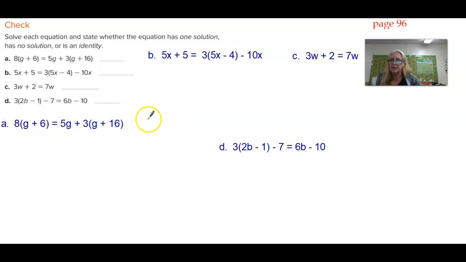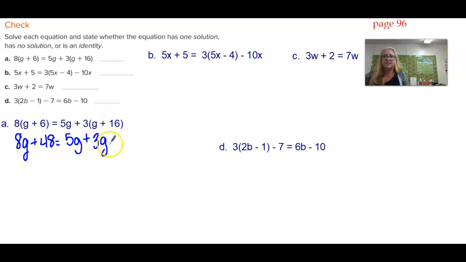So here I've typed them out because I wanted to be able to solve them. All right, A, we distribute. 8 times G is 8G. 8 times 6 is 48, equals 5G plus 3 times G is 3G and 3 times 16 is 48. Mental math. I see an opportunity to combine like terms. These two G terms are on the same side of the equal sign, so they can be added together. That gives me 8G plus 48 on the left, and those add to 8G plus 48 on the right.